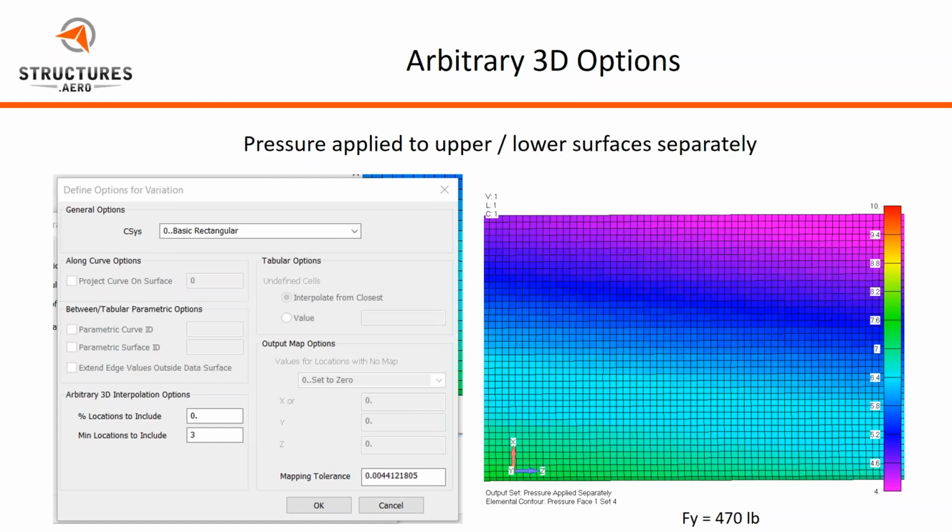And if you noticed here, the sum Fy was 470 pounds, which was the same as when we only interpolated using 1 point. But in a less academic example, the results can be much worse and more wrong than in this case.